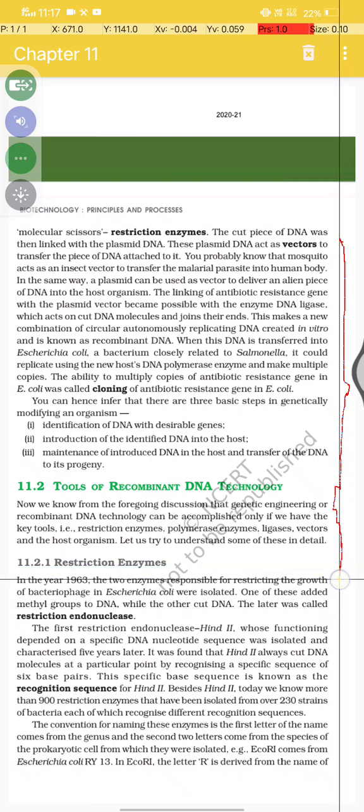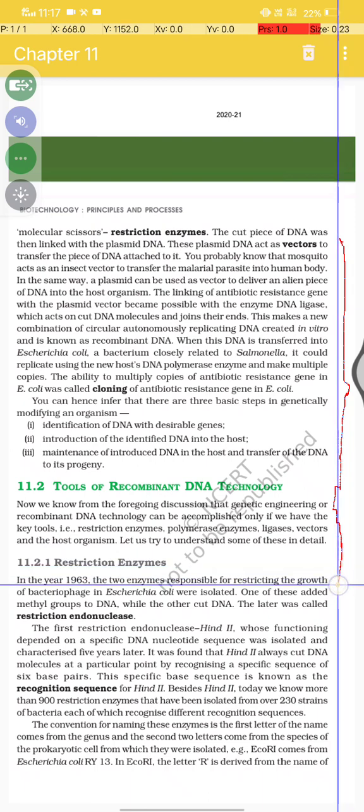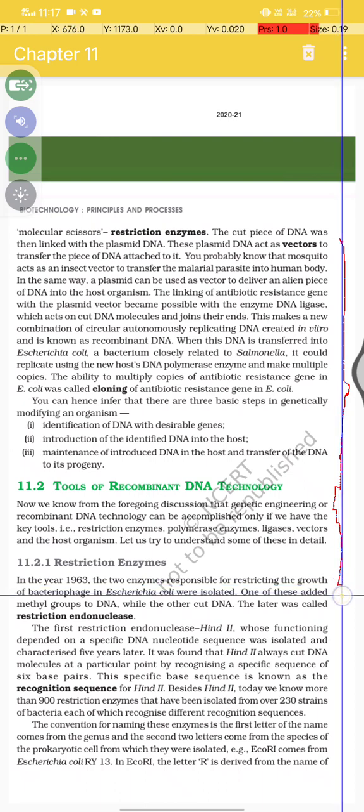11.2.1 Restriction enzymes. In the year 1963, the two enzymes responsible for restricting the growth of bacteriophage in Escherichia coli were isolated. One of these added a methyl group to DNA, while the other cut DNA. The latter was called restriction endonuclease. The first restriction endonuclease, Hind II, whose functioning depends on a specific DNA nucleotide sequence, was isolated and characterized 5 years later.